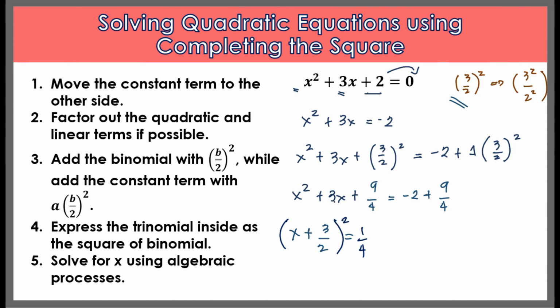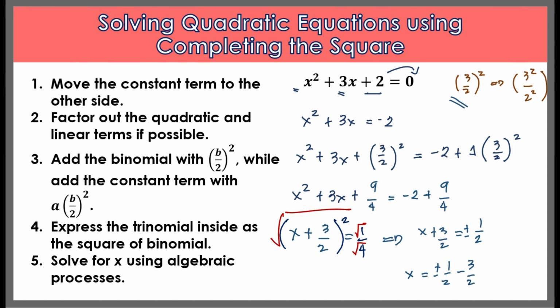Tapos, square root. Square root na tayo dito. Ganun din. Pag nakakita tayo ng fraction at kailangan natin mag-square root, both the numerator and the denominator ang kailangan natin gawan ng ganyan ang process. So, we will have x plus 3 halves equals positive and negative 1 half. And then by transposition, so x is equal to positive and negative 1 half minus 3 half.